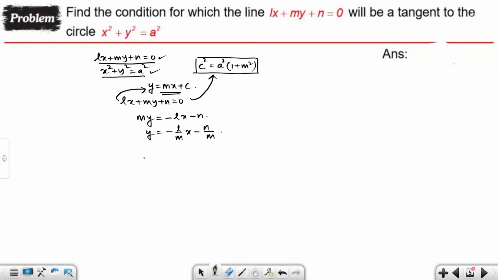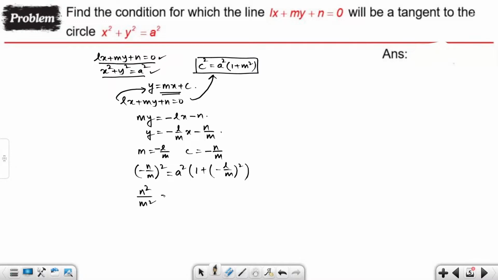Okay. So now in this case, we can easily see that our m is basically L over m minus, and our c is basically minus n over m. So what is the condition? The condition will be c square equals a square into 1 plus m square. That is, c square means minus n over m whole square equals a square into 1 plus m square. M square means this square. So what are we getting?